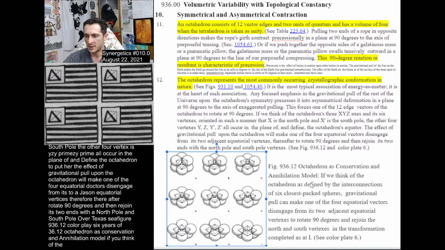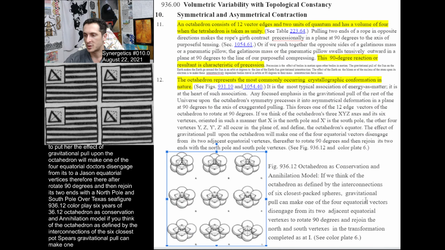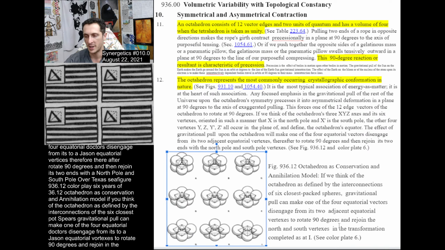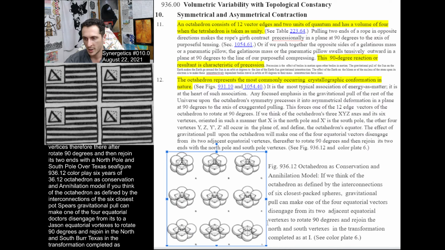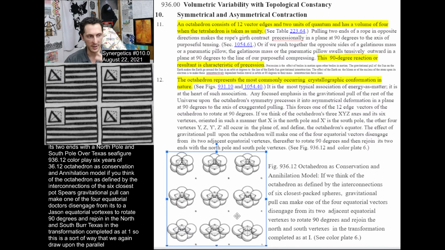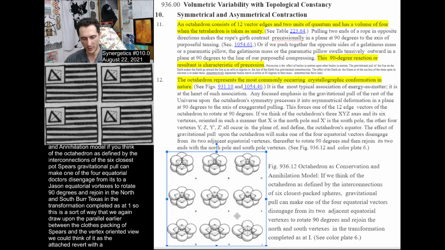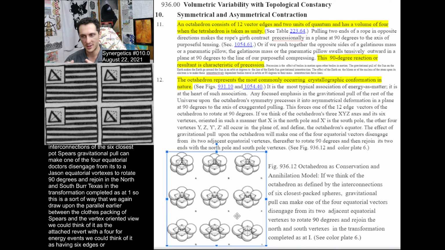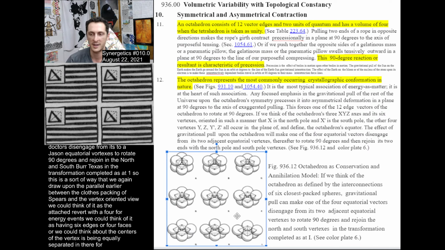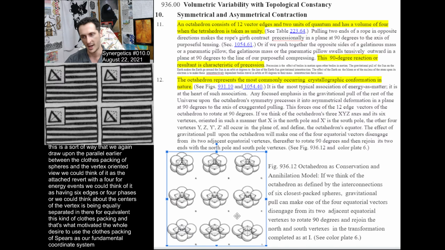If we think of the octahedron as defined by the interconnections of the 6 closest packed spheres, gravitational pull can make one of the 4 equatorial vectors disengage from its 2 adjacent equatorial vertexes to rotate 90 degrees and rejoin in the north and south vertexes in the transformation completed as at 1. So this is a way that we again draw upon the parallel earlier between the close packing of spheres and the vertex-oriented view. We could think of it as a tetravert with 4 energy events. We could think of it as having 6 edges or 4 faces, or we could think about the centers of the vertexes being equally separated and therefore equivalent to this kind of close packing. And that's what motivated the whole desire to use the close packing of spheres as our fundamental coordinate system rather than, again, the Minecraft voxel world.